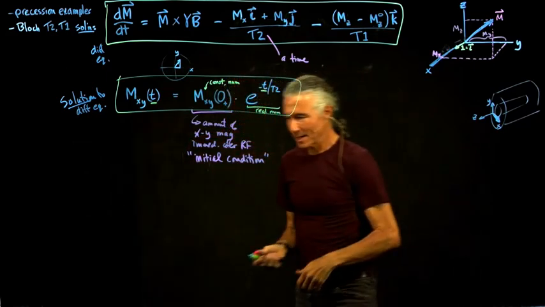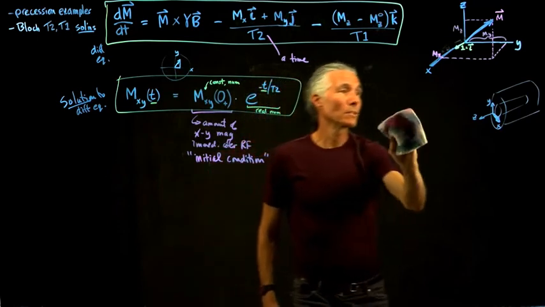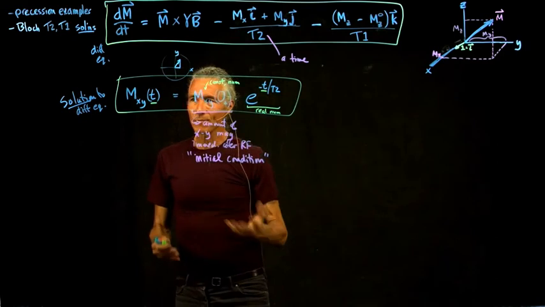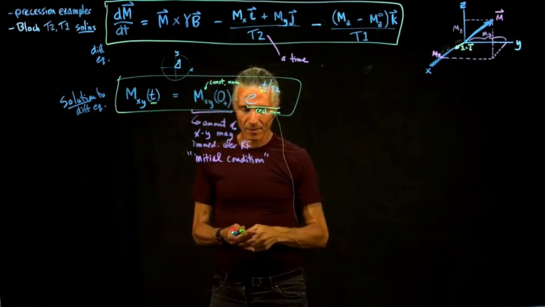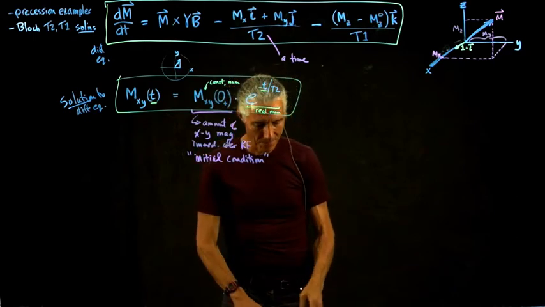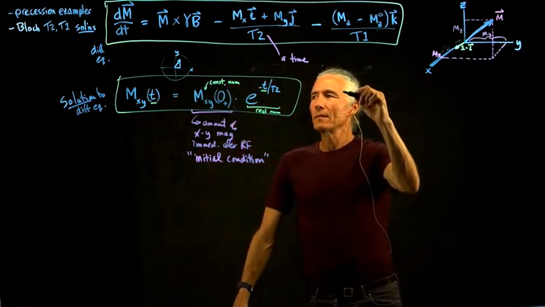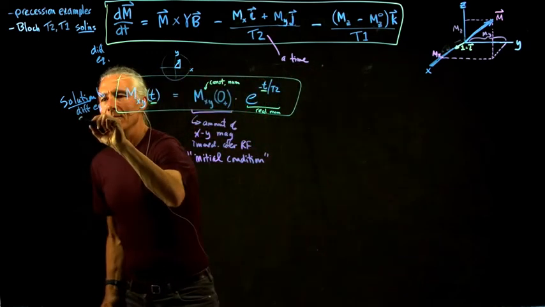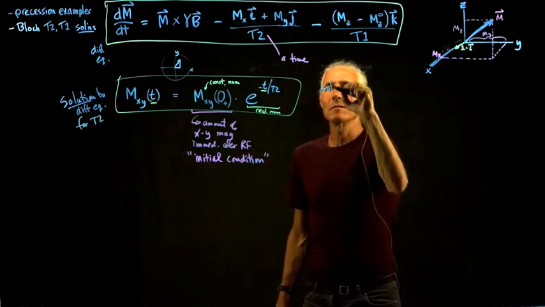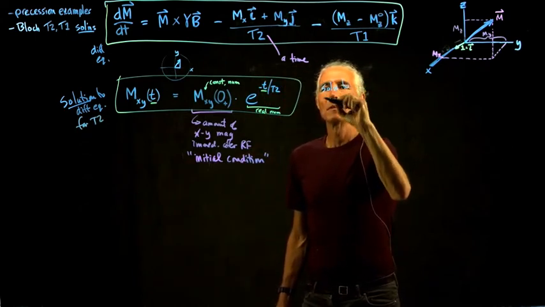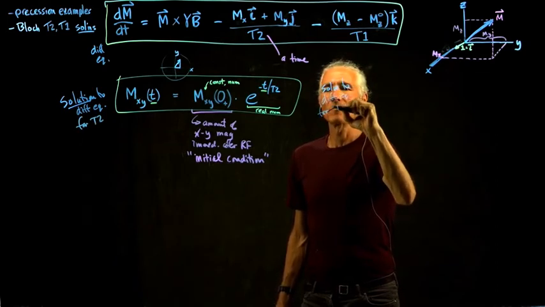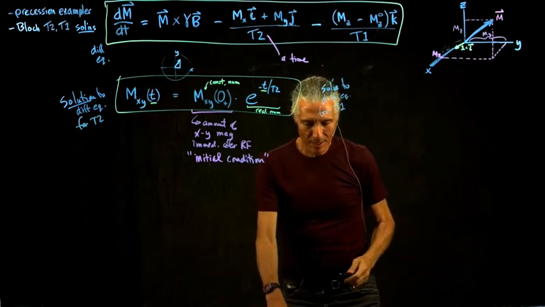So that's the solution to the transverse decay, also known as the xy decay. And so then what is the solution to the T1 decay? So this is for T2. So here's a solution to the differential equation for T1.